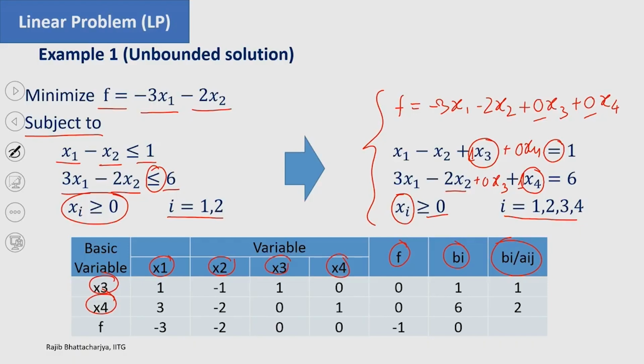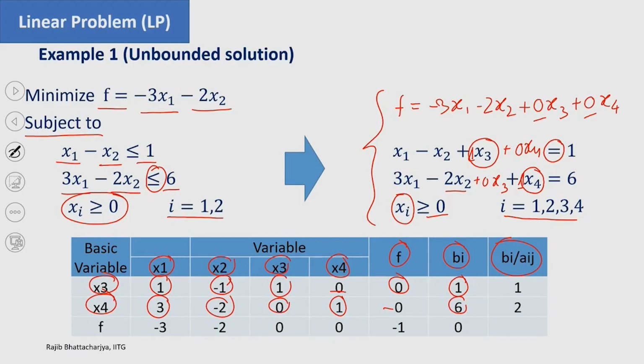So, if I put this equation here, I am getting the coefficient of x1 in the first equation as 1, then minus 1 as the coefficient of x2, then for x3 this is 1, and then 0 for x4, and the right hand side is equal to 1. Similarly, for the second equation, that is 3, then minus 2, then 0, and for x4 the coefficient is 1, and the right hand side is 6. Okay. And I am also writing the objective function.